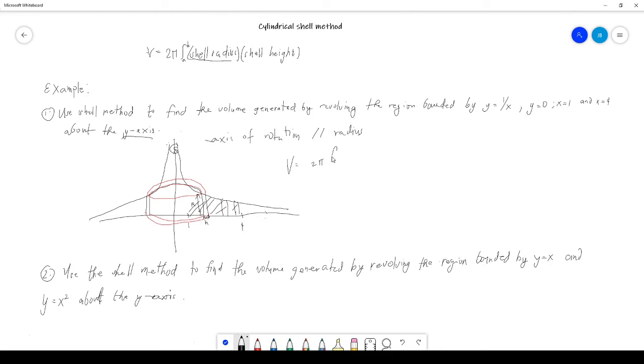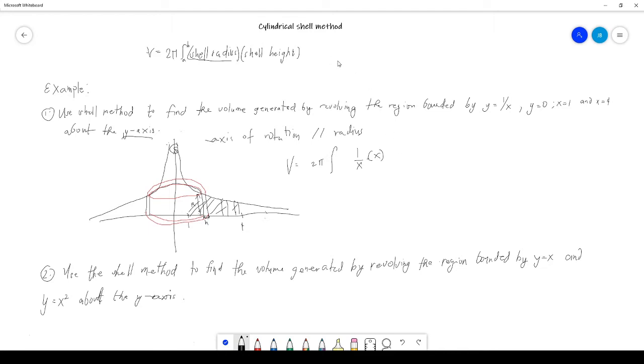So 2 pi, then our shell radius is r, right? So what is r? The radius from this point to this point. So that is x. That is our radius, right? Now, what will be our shell height? So our shell height is just equal to 1 over x.